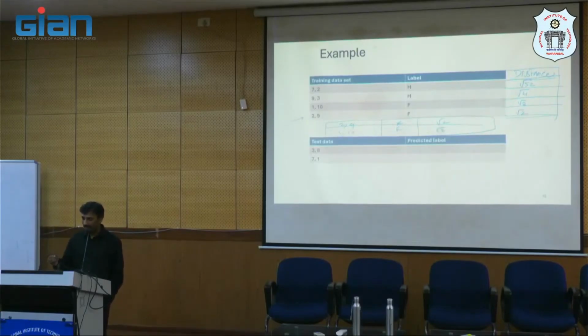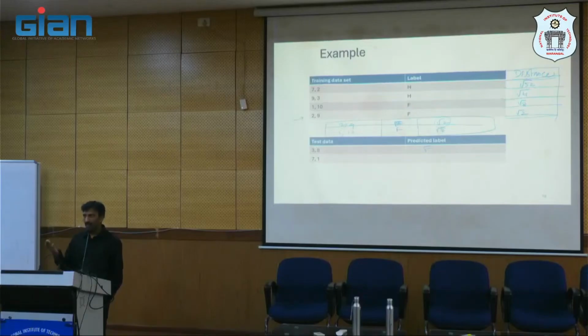Then the shortest distance data point, the training data point's label, faulty, will be assigned to the test data point, faulty. Okay. So this is the algorithm. Is this clear? Everybody is confident about what you have done? Any questions at this point?